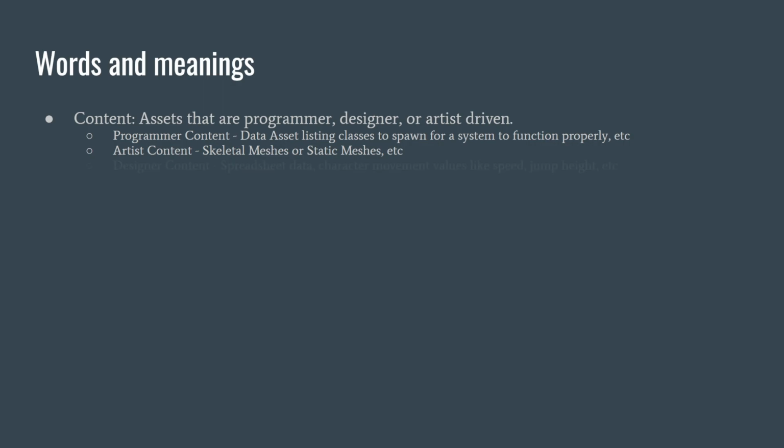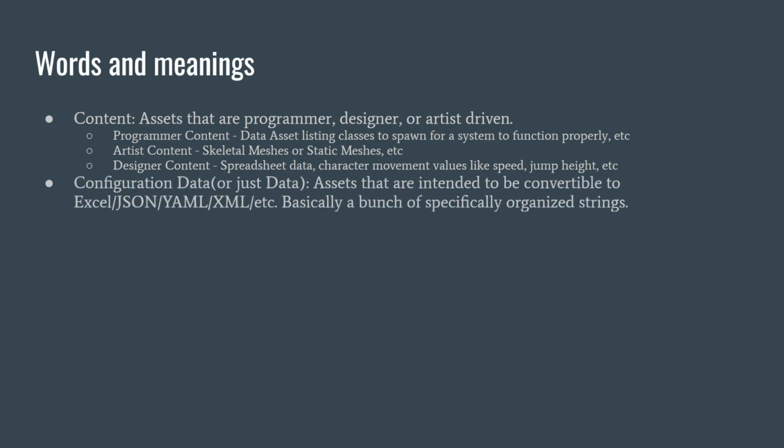And then there's designer content, which is spreadsheet data, like character movement values such as speed and jump height. It could also be something like aggression for AI. Those are assets that just have a bunch of values in them, knobs and dials and stuff. Basically that's configuration data, or just data. I actually used it earlier, as we can see in the content, and they work kind of interchangeably with content.